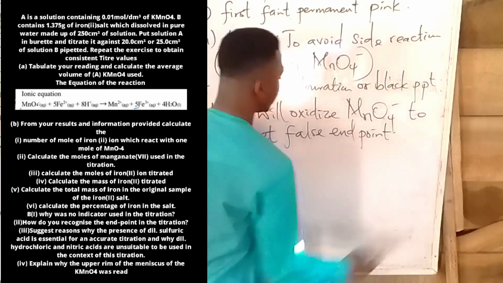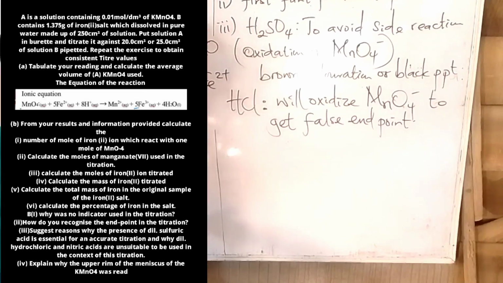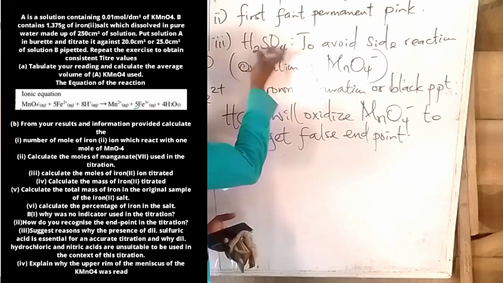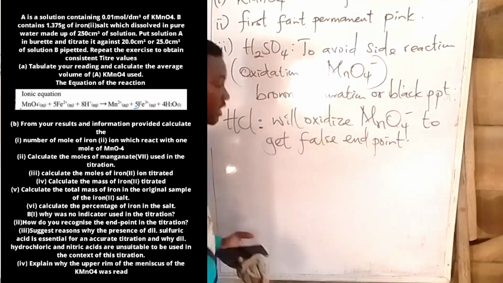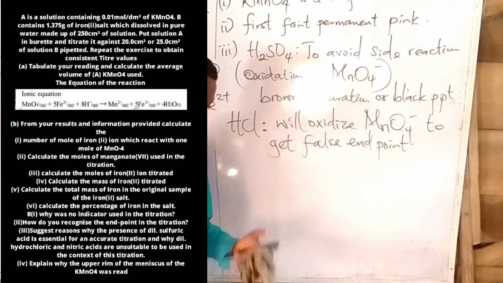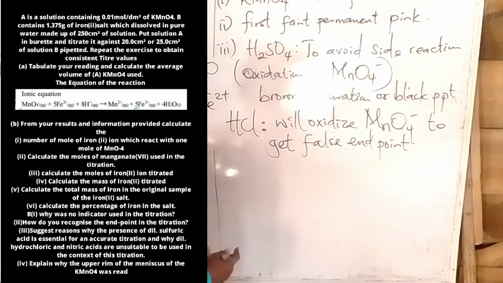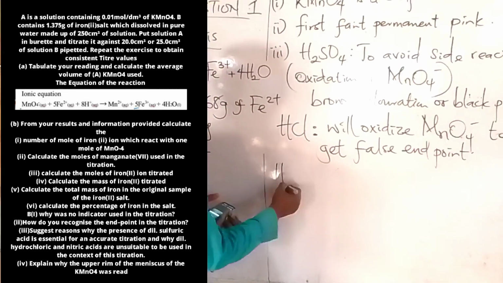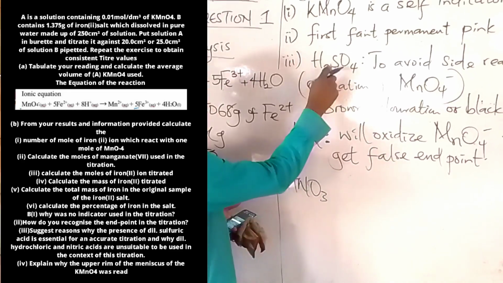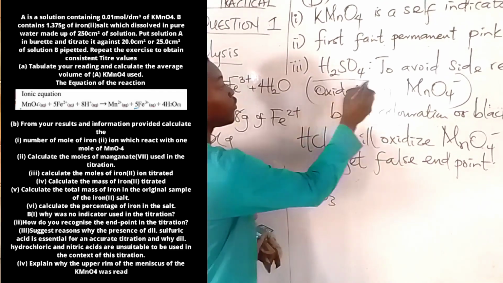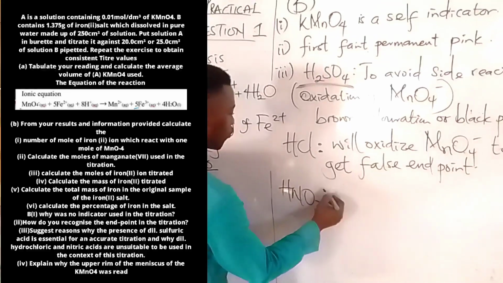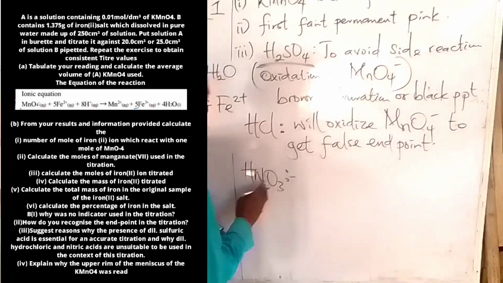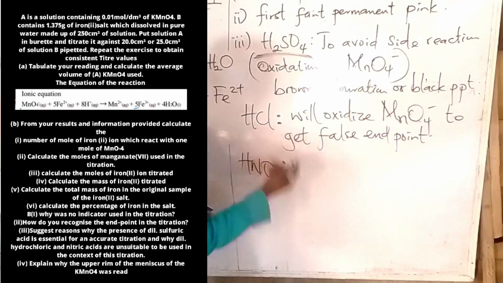Let me use this language. We are going to get false endpoint. The false endpoint means we are not going to get the real endpoint. So remember, if this one is not used, definitely we are going to get a false endpoint too. And HCl must not be used because HCl oxidizes this. So why is it that HNO3 is not also used? We use H2SO4. Remember, H2SO4 was used. So why? Another answer to this is HNO3 will also oxidize.